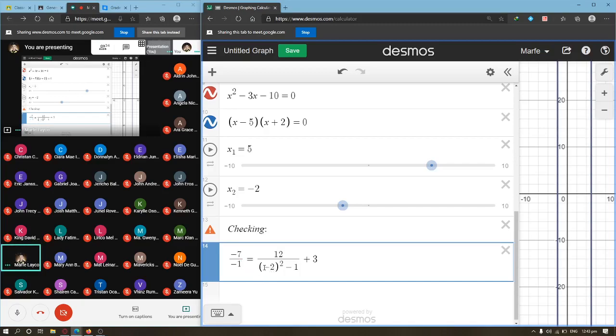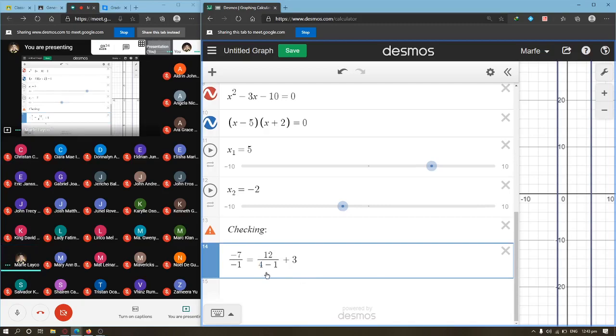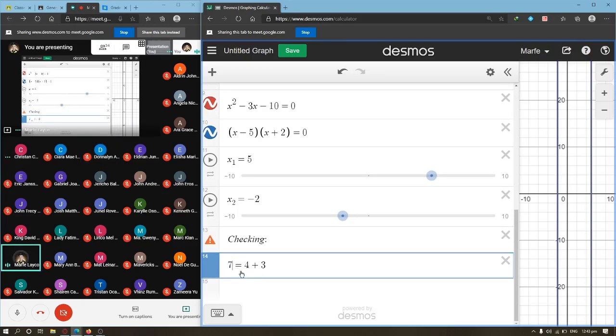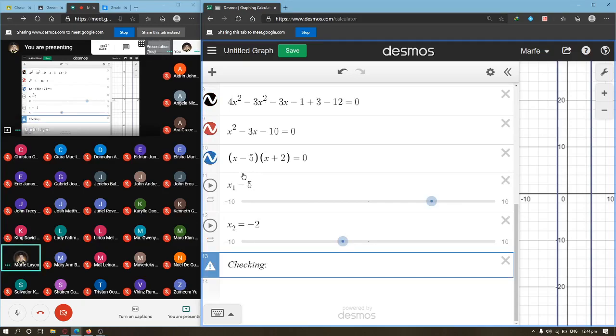Next, dito tayo. Negative 2 multiplied by negative 2 is 4. 4 minus 1 is 3. 12 divided by 3 is 4. Negative 7 divided by negative 1, like sign. So, pareha sila always. Always positive. So, 7 divided by 1 is 7. 4 plus 3 is equal to 7. Same. Correct answer. So, the two values of x is 5 and negative 2.